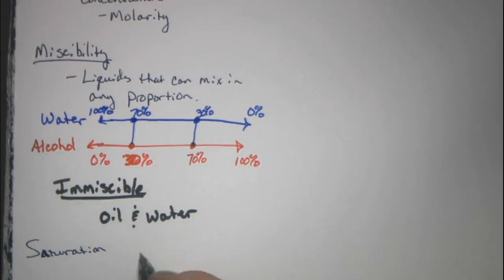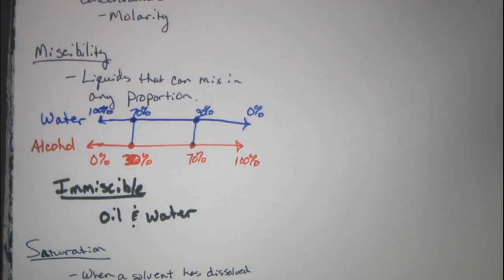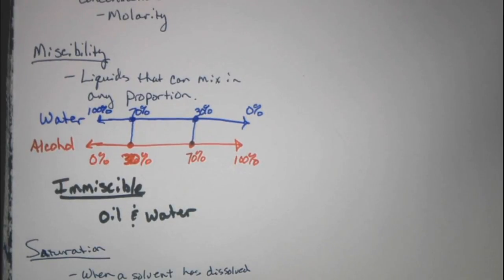Okay, saturation. All right, our definition now is when a solvent has dissolved a maximum amount of solute for a given temperature, it is saturated. When you have as much in there as you can possibly have.